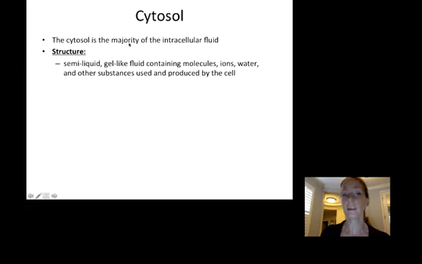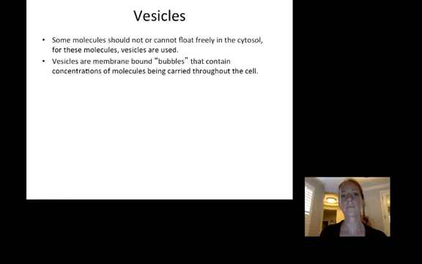The next component of the cell is the cytosol. The cytosol is the majority of the intracellular fluid. So sol for solution, cyto for cells. It is a semi-liquid, gel-like fluid containing molecules, ions, water, and other substances used and produced by the cell.